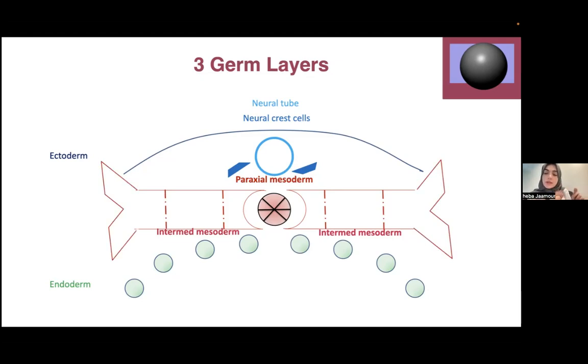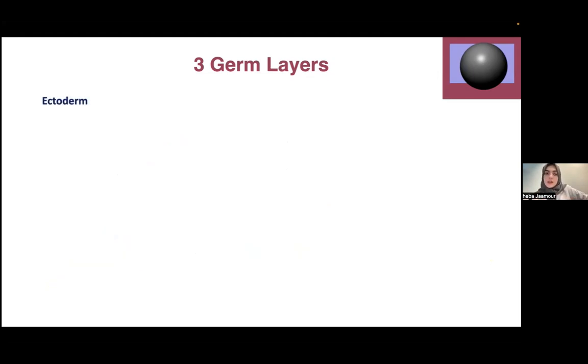Lateral mesoderm in specific divides into two. One is called the somatic mesoderm and one is called the splanchnic mesoderm. Okay, Heba, why are you giving us all those names? Because each part of this is going to give rise to a different structure in the human body, and you just have to memorize them now. Those are all the layers, and now we're going to go through what they give rise to, okay?